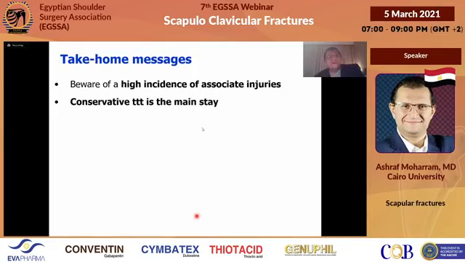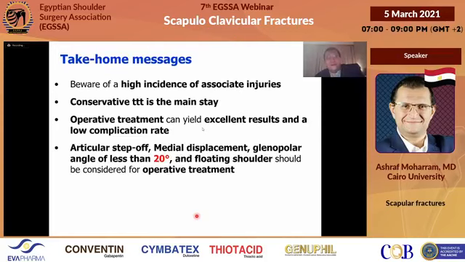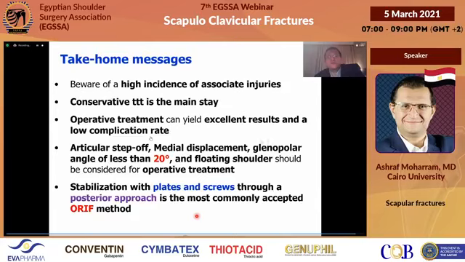You have to keep this in mind when you see a fractured scapula. Conservative treatment is still the mainstay. However, operative treatment can yield excellent results and a low complication rate when indicated in articular step-off, medial displacement of more than 2 centimeters, glenopolar angle of less than 20 degrees, as well as a floating shoulder. These are considered to be operative indications. Stabilization with plates and screws through a posterior approach is the most commonly accepted open reduction internal fixation method.